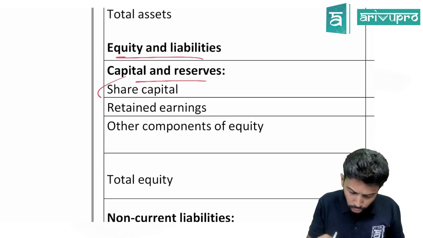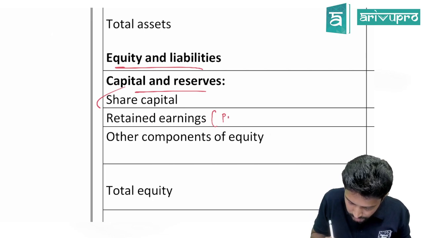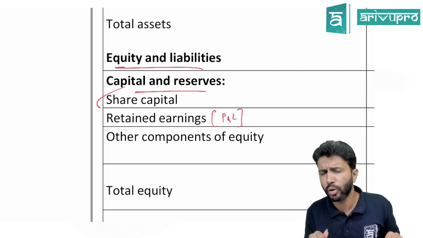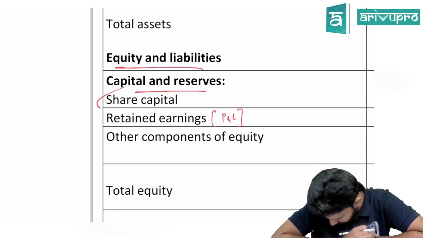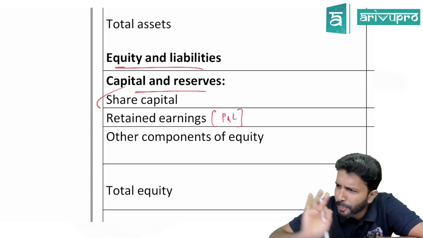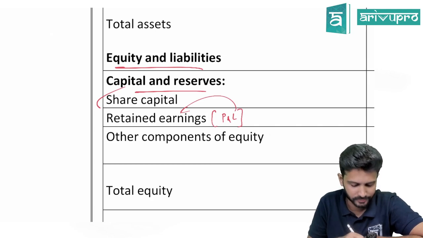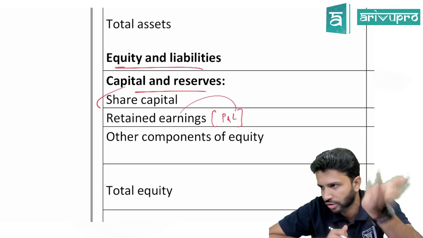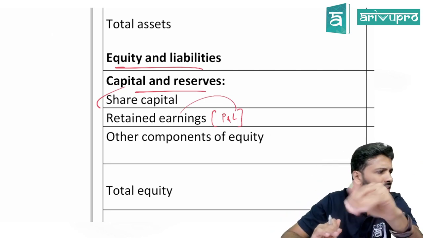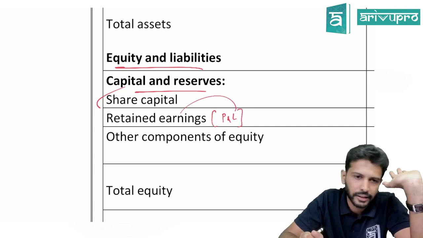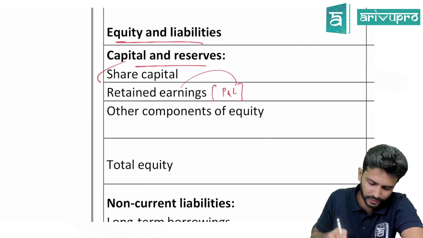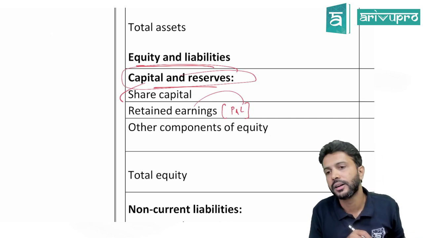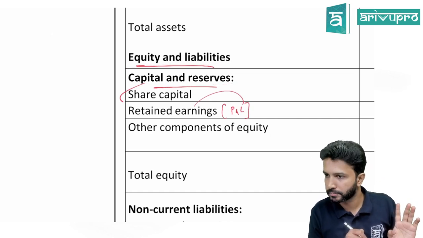So what is this retained earnings? Did you used to show P&L in your reserves and surplus? Here, that P&L we call retained earnings. Retained earnings is nothing but profits retained by the business. In the Indian context we call it P&L; here we call it retained earnings. Just a name change again. So all the share capital and all the reserves will be put under this particular heading, that is capital and reserves. That is one. Done.